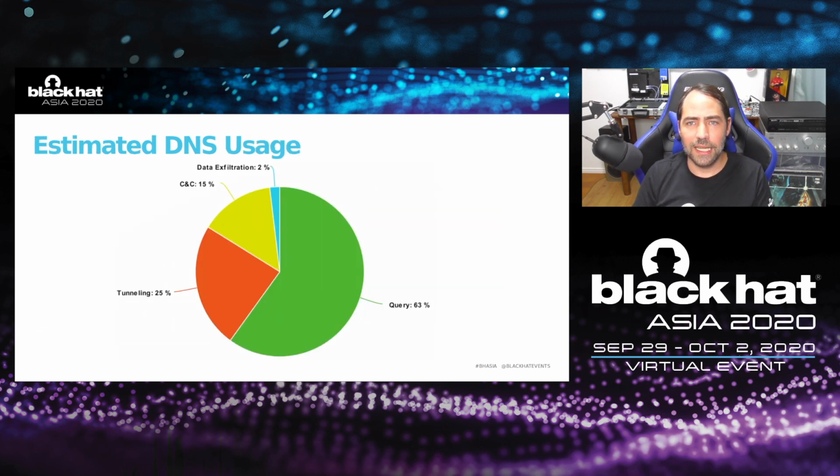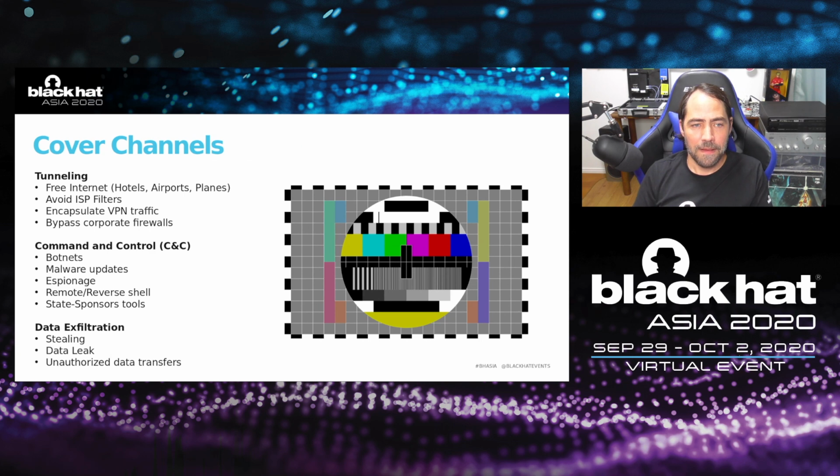So this is a classic estimate of the use of DNS, right? You have a big chunk of DNS query traffic, legit or not, and then you've got some tunneling traffic, a small portion of command and control, and a tiny portion where it's data exfiltration. That's what we're going to focus on here. Covert channels apply to many different protocols. We are going to specifically talk about DNS covert channels, right?